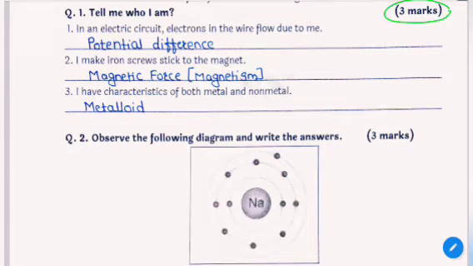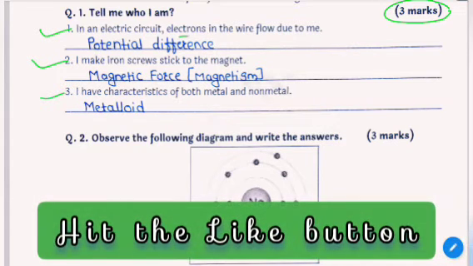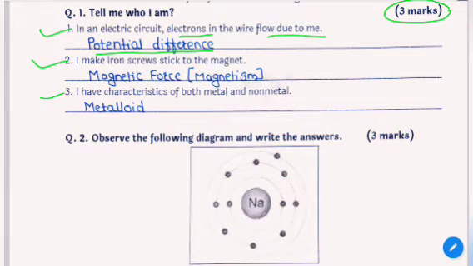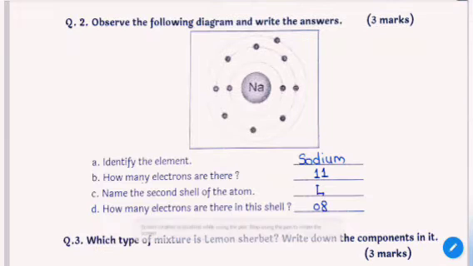It has 3 marks, which means each question has 1 mark. The first one is: in an electric circuit, electrons in the wire flow due to... This is because of potential difference. The second is: I make iron screws stick to the magnet. This is because of magnetic force. Magnetic force is also called magnetism. The third is: I have characteristics of both metal and non-metal. You all know that those elements which have characteristics of metal as well as non-metal are always called metalloids.